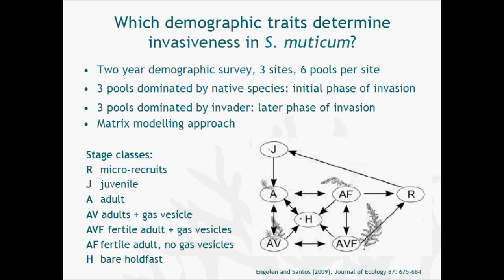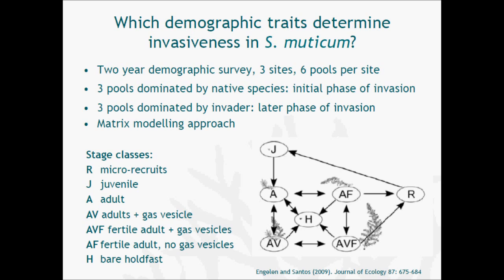And this is probably what happens in the succession of the invasion. In the Cystoseira pools, when they have a couple of Sargassum muticum there, what is the demography of Sargassum, and what is the demography of Sargassum when it has completely dominated the pools? So we are looking at 2 phases of the invasion, the initial phase and a later phase. And we use this matrix modeling approach. This is the conceptual model. These are the several classes that we followed for 2 years in several pools.